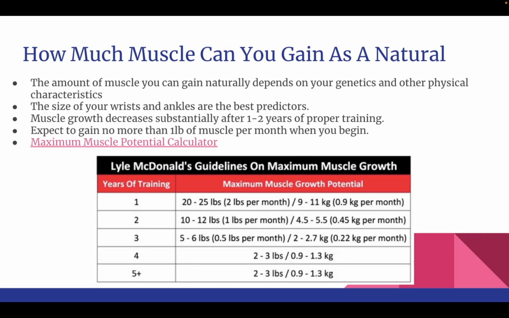At first, when you're a beginner, I tell people that the amount of muscle they can expect to build, assuming they're eating in a caloric surplus and eating adequate amounts of protein, is 1 pound of muscle per month.